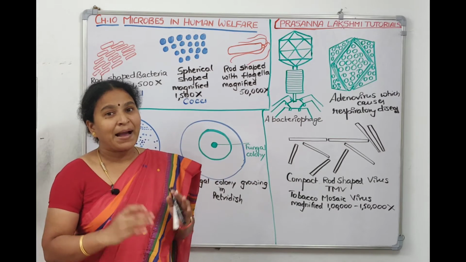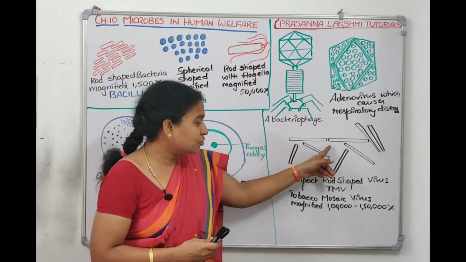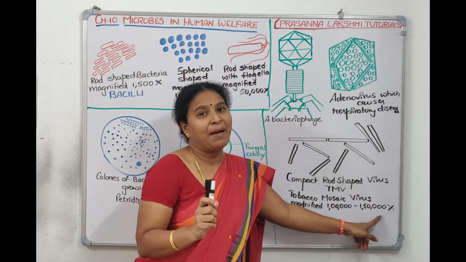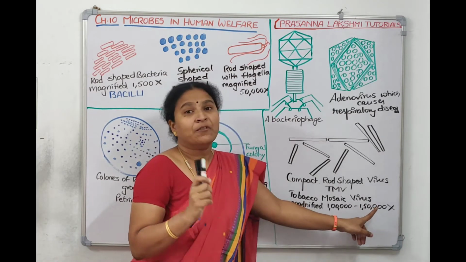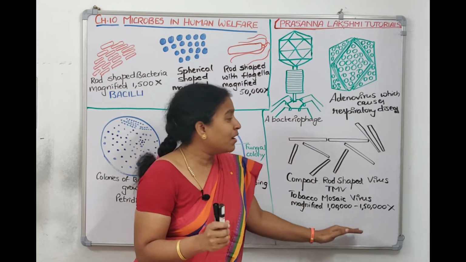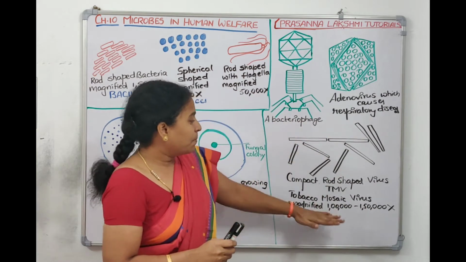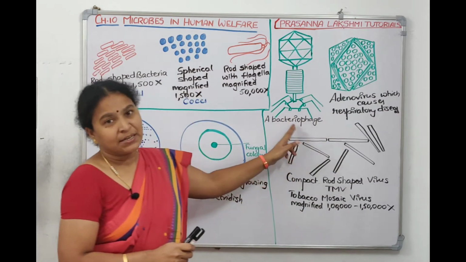How many times have they magnified it so that you are able to see this structure? They have magnified it 1 to 1.5 lakh times. Then we are able to see the structure of a virus in this manner. So we have plant virus, animal virus, and bacterial virus.